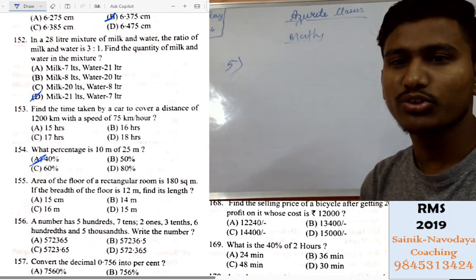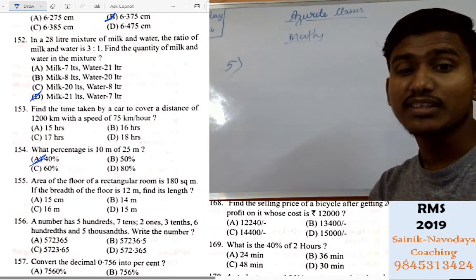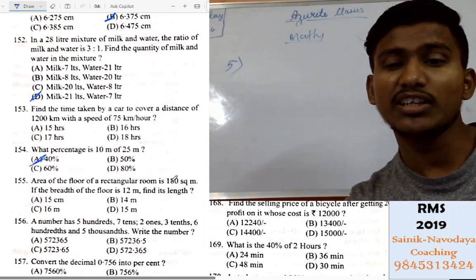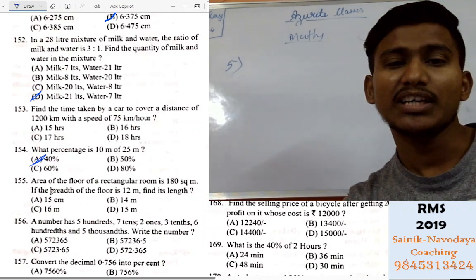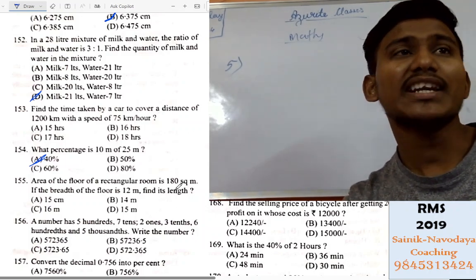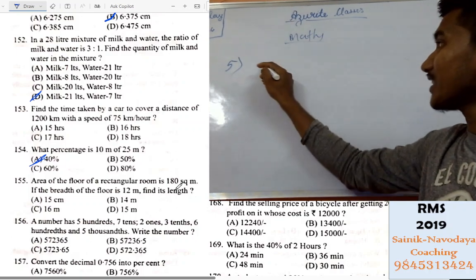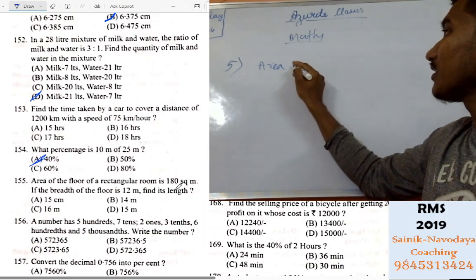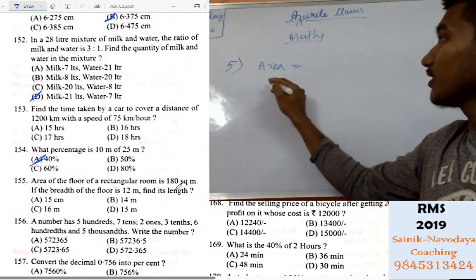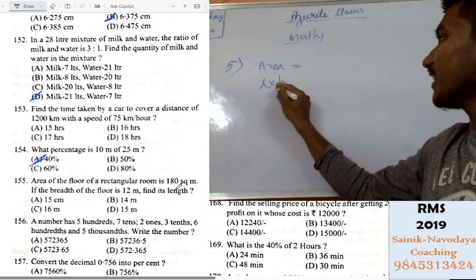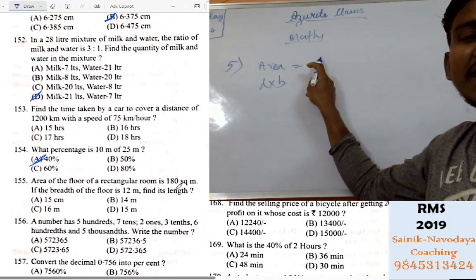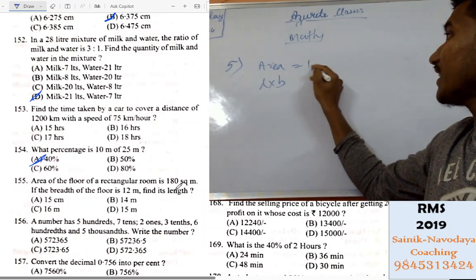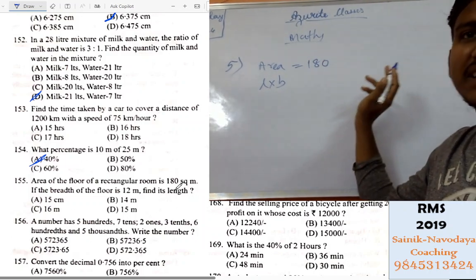So student, fifth question, right? That is what they have asked. Area of a floor of a rectangular room is 180 square centimeter. If the breadth is 12, find the length. So we know this is area. How do we find area? Area we find by length into breadth. So area is 180.